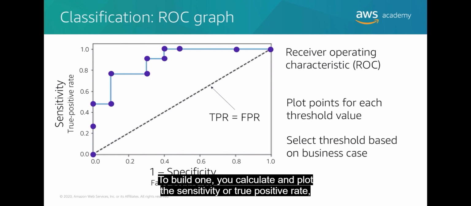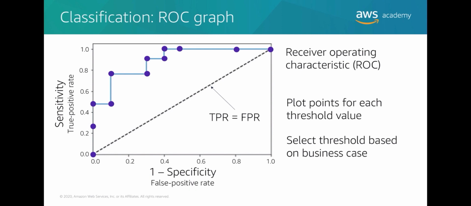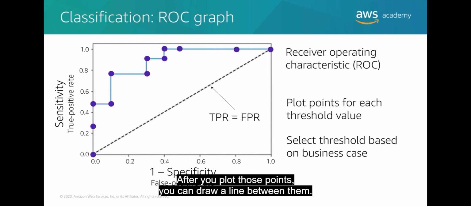To build one, you calculate and plot the sensitivity, or true positive rate, against the false positive rate on a graph for each threshold value. You can calculate the false positive rate by subtracting the specificity from 1. After you plot those points, you can draw a line between them.